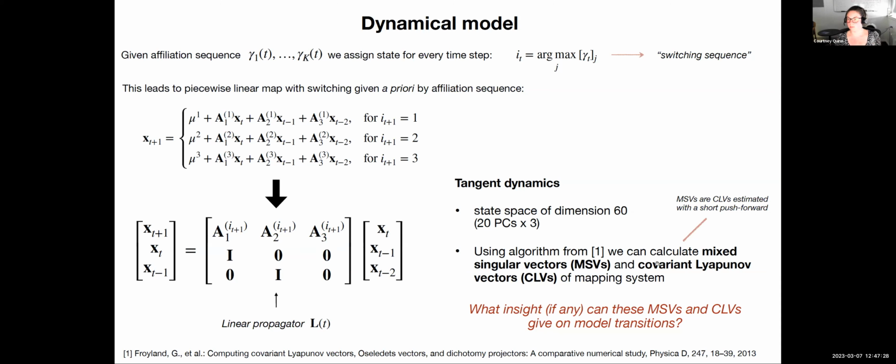Then we're going to use the same algorithm as before to calculate our CLVs. And now we're also going to identify these things called mixed singular vectors, which are basically CLVs that haven't really converged yet. So it's using the same method, but we haven't gotten convergence. And the idea is, can these MSVs or CLVs give us insight on model transitions?